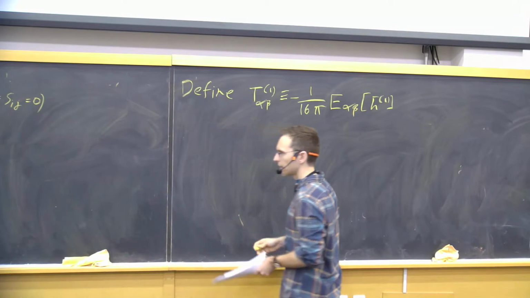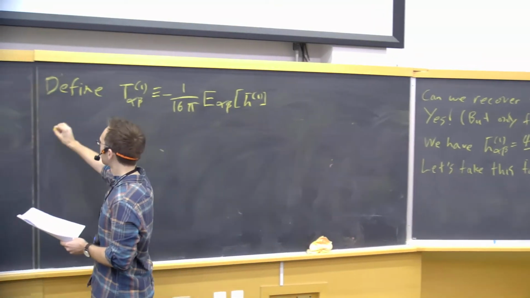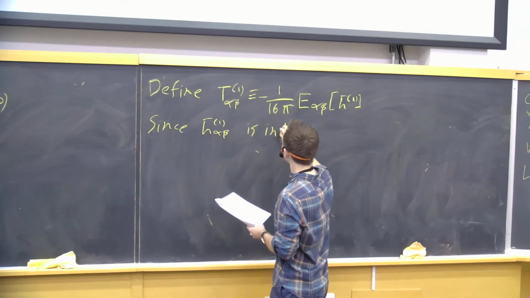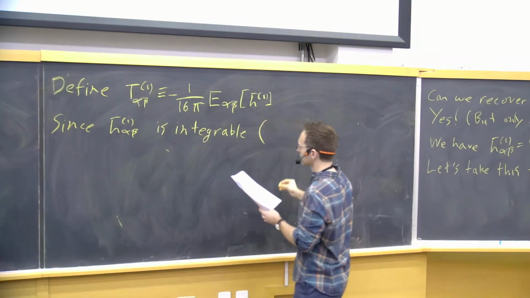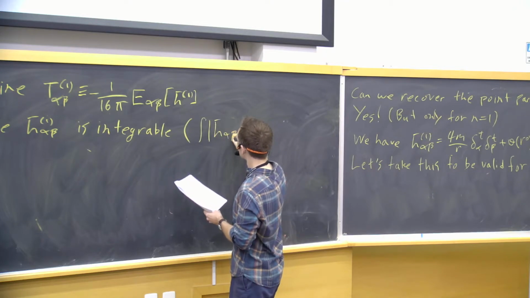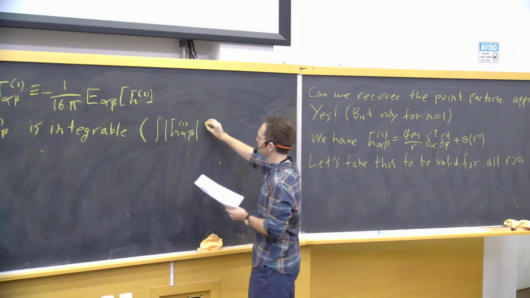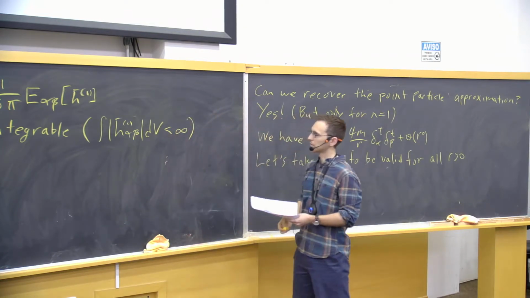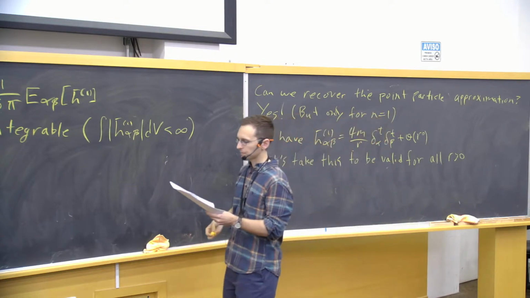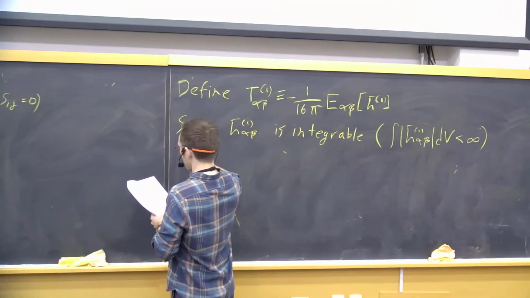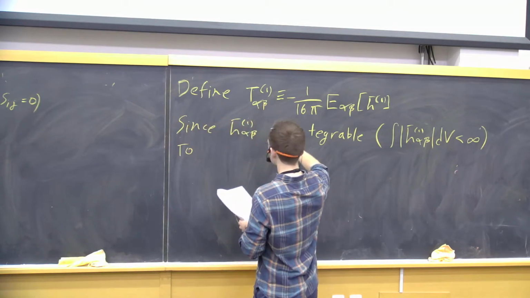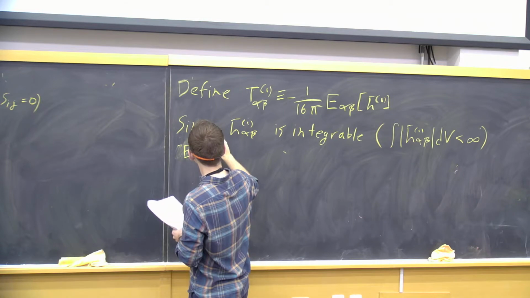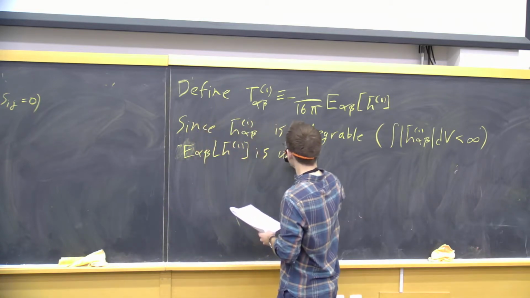Now, if you don't know anything about distribution theory, the next thing I say might not make any sense, but if you do, hopefully it does. Since this first order metric perturbation is locally integrable, meaning that if you take the absolute value of it in a regular coordinate system and integrate over any compact volume, so any finite volume, you always get less than infinity. So it's a well-defined integral. Since this is true, this linear operation is well defined as a distribution.